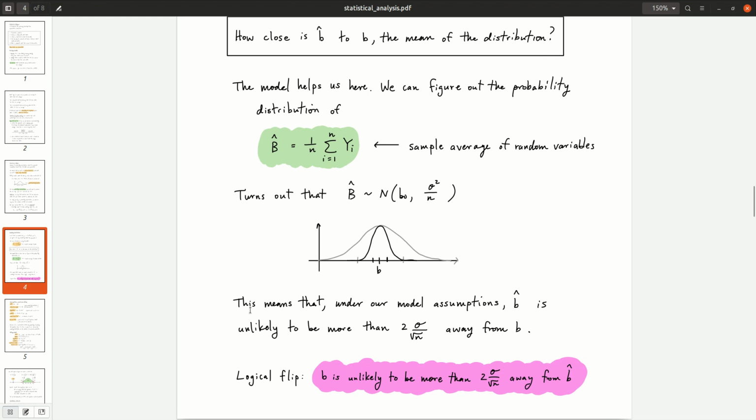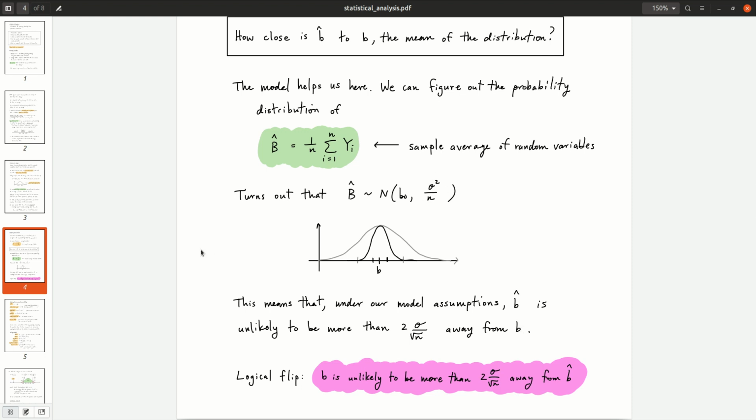So what this means is that under our model assumptions, we always have to be clear that we're making an assumption here. This b hat, which we could think of as the realization of this random variable, is unlikely to be more than 2 sigma over square root n away from b. So if this is the distribution, this model says that this thing is going to be close to b, and how close? It's going to be roughly within 2 standard deviations, so roughly 2 times the square root of this away from the true value.